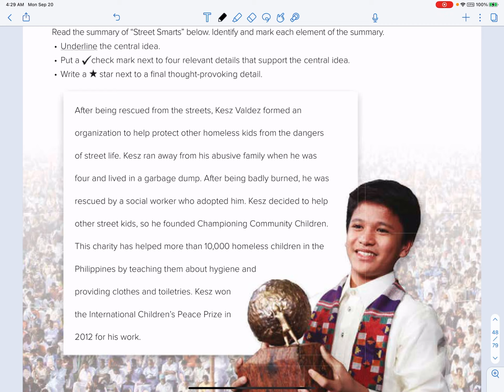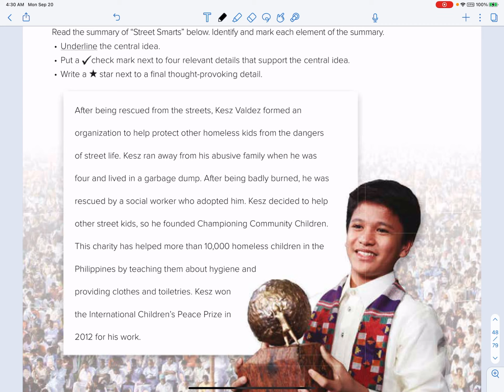After being rescued from the streets, Kez Valdez formed an organization to help protect other homeless kids from the dangers of street life. Kez ran away from his abusive family when he was 4 and lived in a garbage dump. After being badly burned, he was rescued by a social worker who adopted him. Kez decided to help other street kids, so he founded the Champion Community Children. This charity has helped more than 10,000 homeless children in the Philippines by teaching them about hygiene and providing clothes and toiletries. Kez won the International Children's Peace Prize in 2012 for his work.